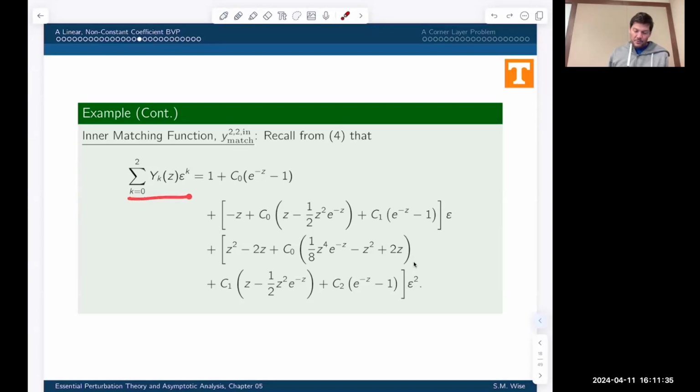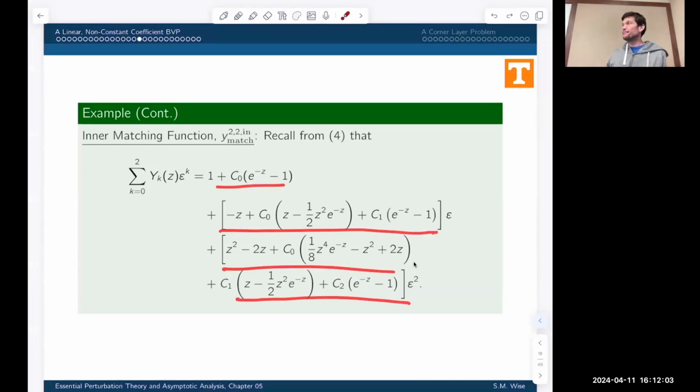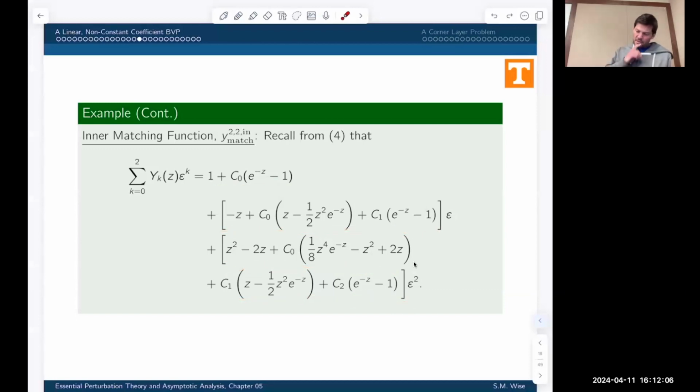So the expansion up to order 2, writing in terms of the stretched variable z, is as follows. Well, I'm not going to read off every term. So zeroth order or leading order, first order correction, and all of these terms comprise the second order correction. So this is y0, y1, and that's y2. Notice, as usual, for the inner solution expansion, we have a bunch of asymptotic decay terms.